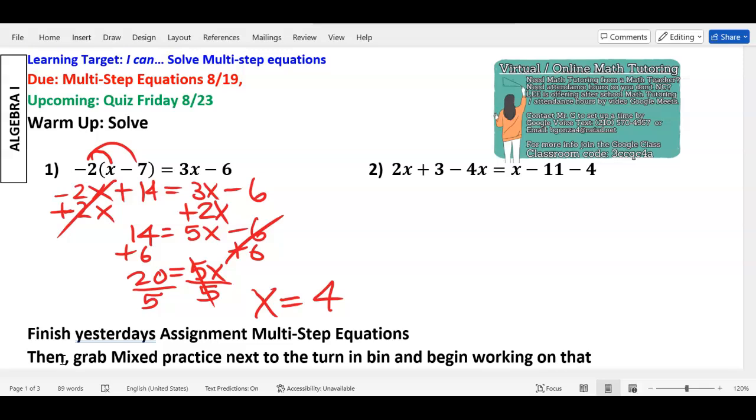That's number one. Now number two. Does number two look more complicated? Lots of extra terms, okay? Here's the deal. When you got a lot of stuff, you want to simplify it first. You want to see if there's anything you can combine.